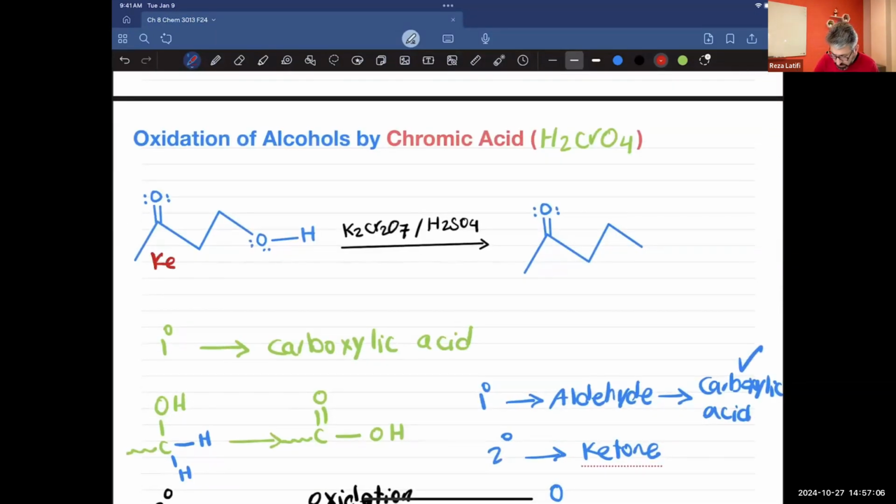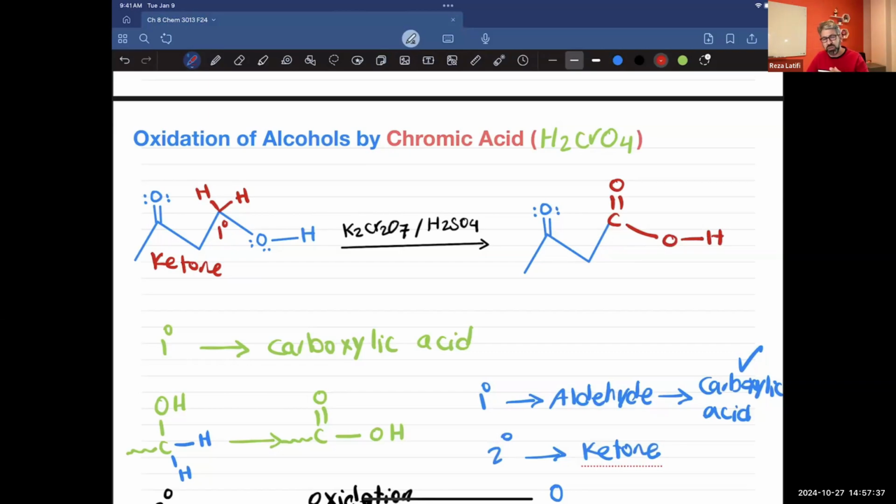Okay, now what do I have here? I have a ketone, and this ketone doesn't have any alpha hydrogen attached to it. But here we have a primary carbon. That primary carbon has two hydrogens attached to it. So what will happen? The primary alcohol is going to turn to carboxylic acid. So we will have this carbon, and that carbon is going to turn to a carboxylic acid.